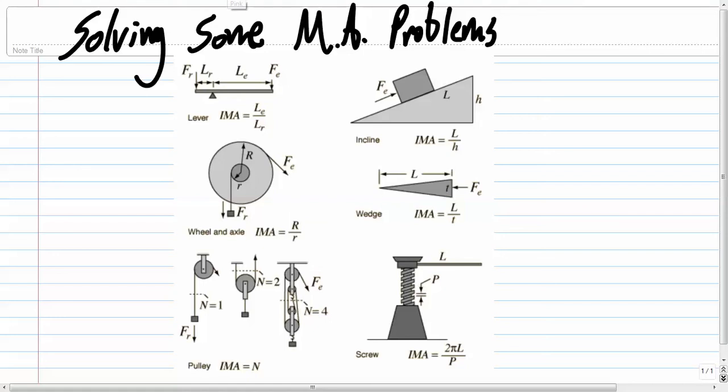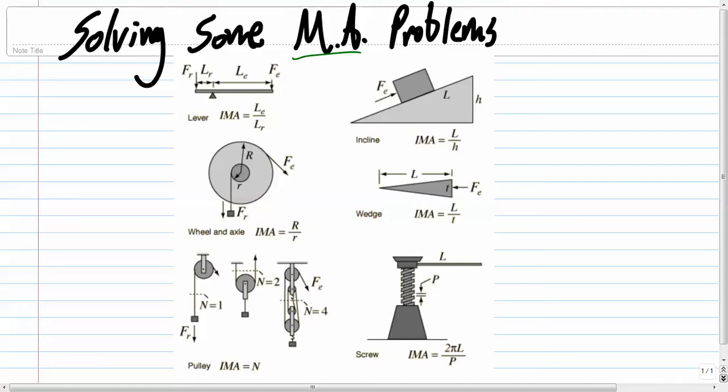Alright, in this video I'm going to be solving 5 or so simple machine problems, and the problems are going to involve mechanical advantage. So, why not all 6? Because when I included this one in the video, it went several minutes too long, so I figured I'd just separate that off into a different video.